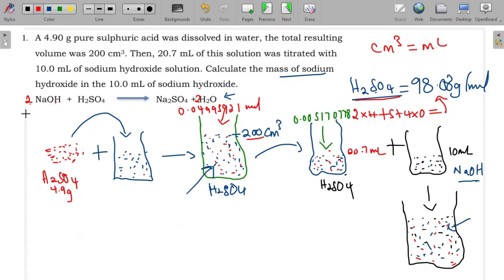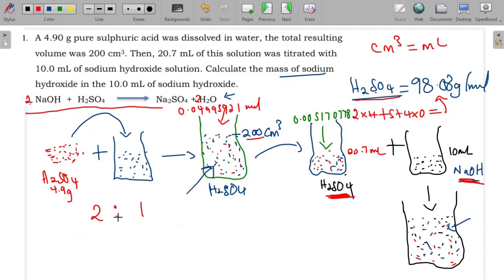Okay, so now from this chemical equation here, since I've balanced it now, I can get the mole ratio of the sulfuric acid to the what? The sodium hydroxide. So you see that from the sodium hydroxide to the sulfuric acid, the ratio is what? 2 to 1. That's the mole ratio there.